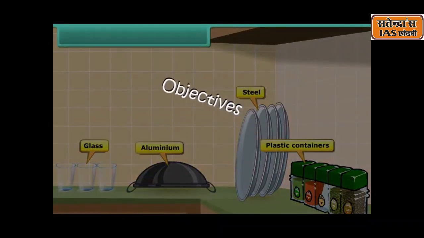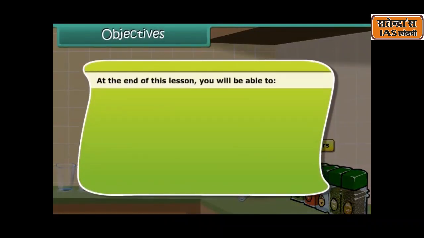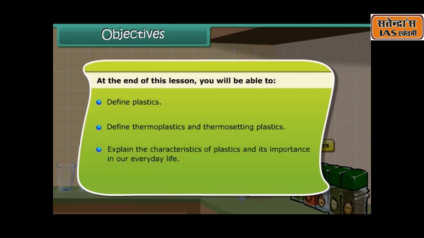Objectives. At the end of this lesson, you will be able to define plastics, define thermoplastics and thermosetting plastics, explain the characteristics of plastics and its importance in our everyday life, discuss the harmful effects of plastics on our environment.